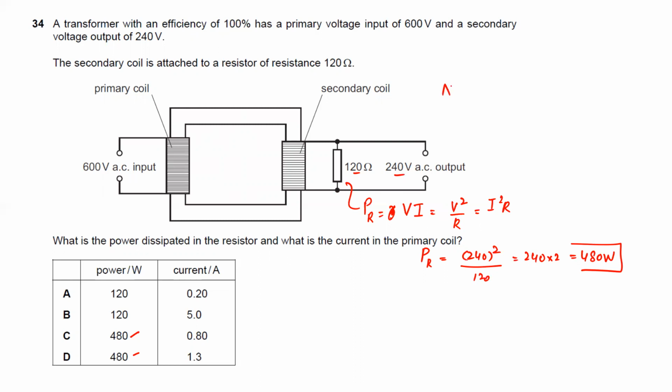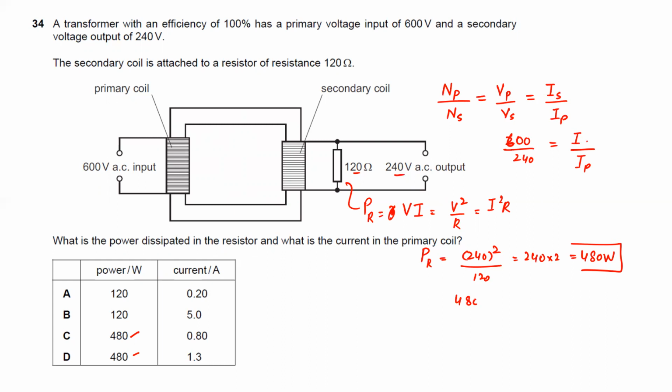Remember, for an ideal transformer, N_P over N_S, the number of turns on the primary over the number of turns on the secondary, is equal to the primary voltage divided by the secondary voltage, and this is equal to I secondary divided by I primary. So the primary voltage is 600 volts divided by 240 volts. I secondary we can calculate from here.